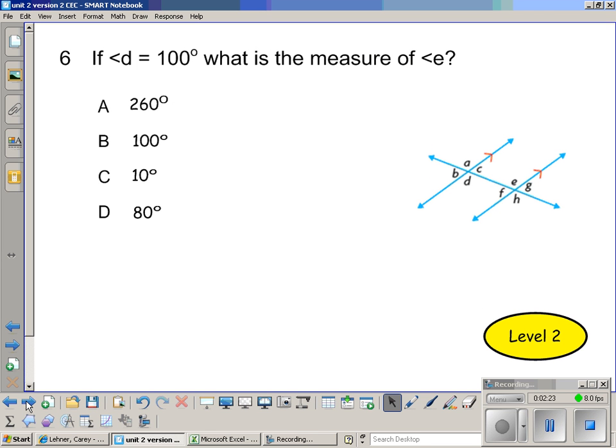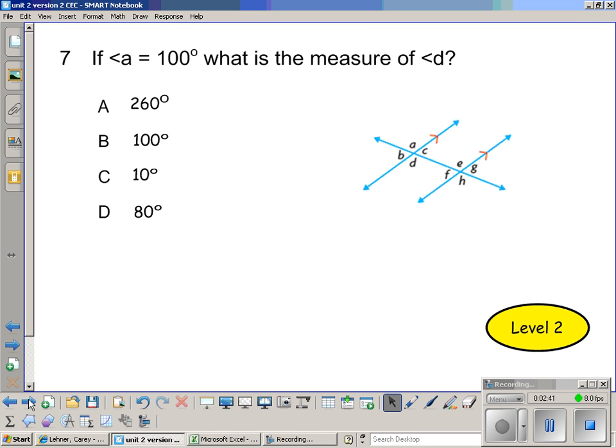If angle D equals 100, what is the measure of angle E? Well, angle D and angle E are alternate interior angles, and we know that alternate interior angles are equal, so therefore angle E must be 100 degrees, which is B. If angle A equals 100, what is the measure of angle D? Well, A and D are vertically opposite angles, and we know that vertically opposite angles are equal, so therefore angle D must be 100 degrees, which is answer B.